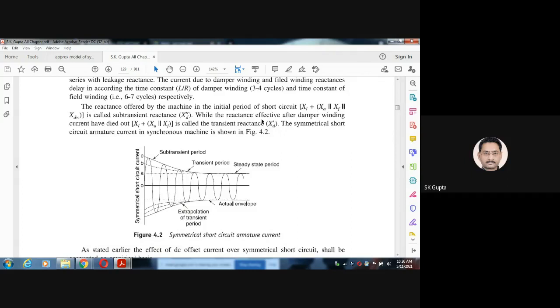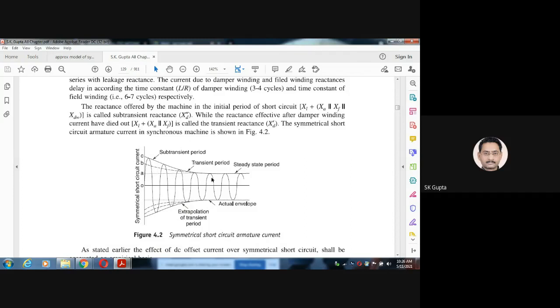So in the beginning, you can say the total reactance is XL and all the reactances are in parallel. They are called the subtransient reactance. But after the decaying of the current in the damper winding, the reactance that comes into the picture is given by XA plus XF in parallel. This is called the transient reactance. And finally, the current in the field winding also decays, leaving XL plus XA. This is called the synchronous machine reactance or steady state reactance. So there are different reactances.